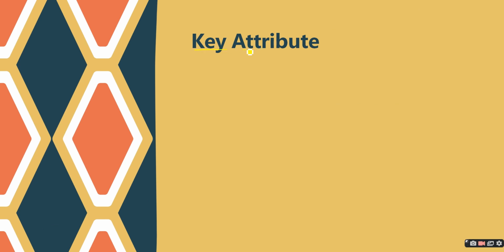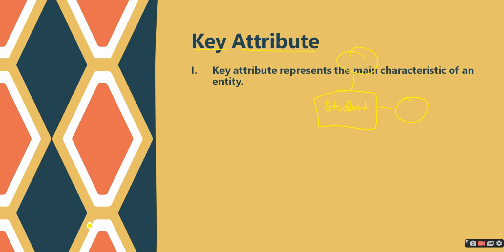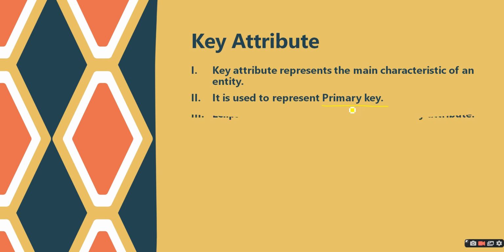What is a key attribute? We have just seen that any entity has different attributes, right? So what is a key attribute? A key attribute represents a main characteristic of an entity. Main means the unique value which this entity has. It is used to represent the primary key. What is key, primary key, foreign key? We are going to discuss that. An ellipse with an underline represents key attributes.